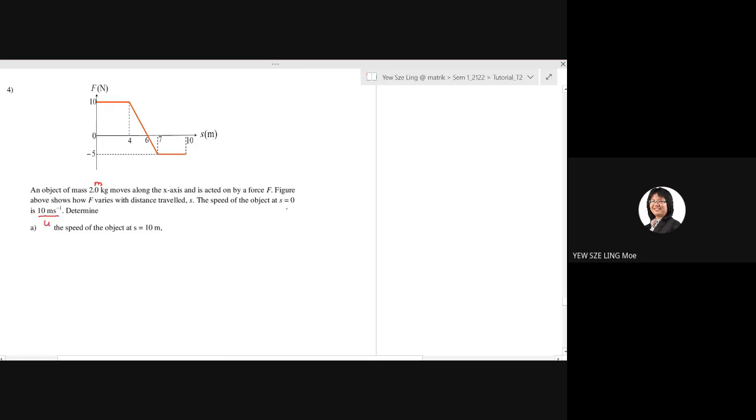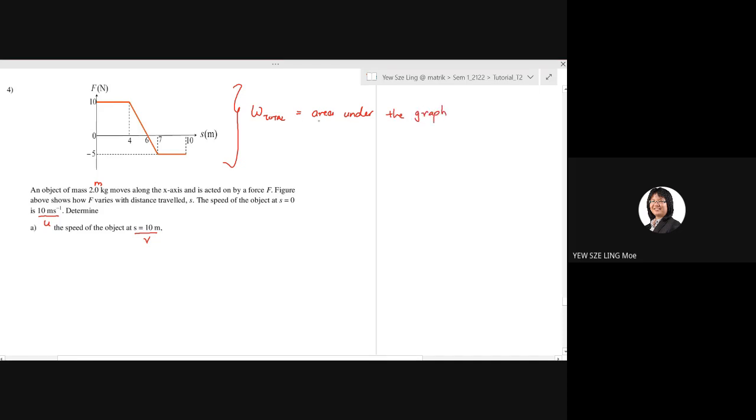Okay, so you have m. Now it wants you to calculate the speed of the object at s equals 10 meters, the final velocity. Now you have a graph. When you have an F-s graph, you can actually calculate the total work done. Why? Because W total is equal to the area under the graph. All right, area under the graph.